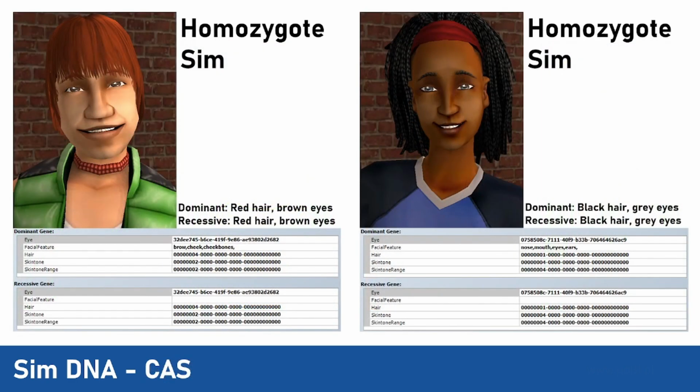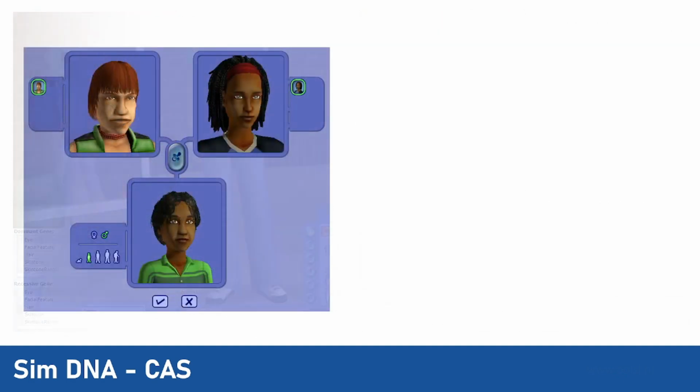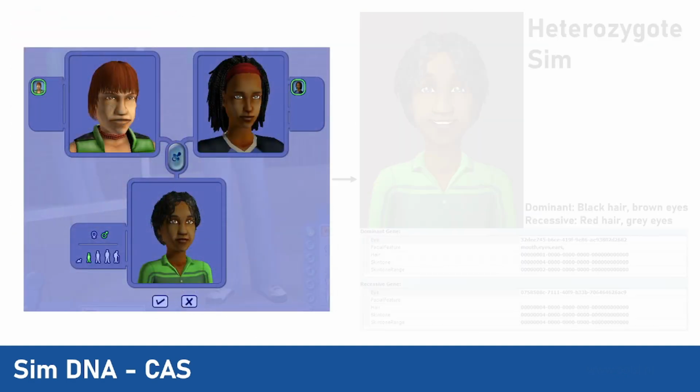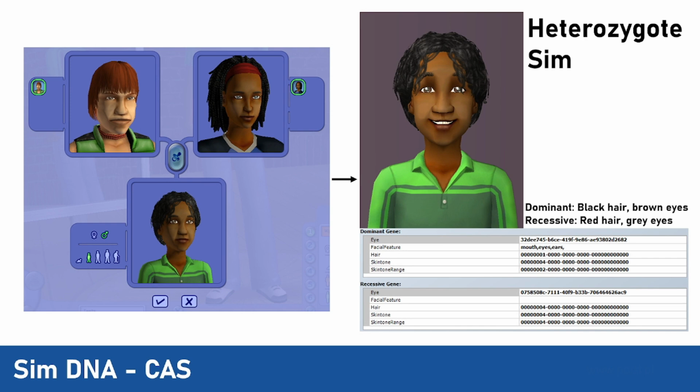When creating sims in CAS, they will always be homozygotes. The only way to have CAS-created sims with recessive genes is through generating them using the Make a Child feature. All the sims generated by the game will be homozygous, while the pre-made sims may have recessive genes.